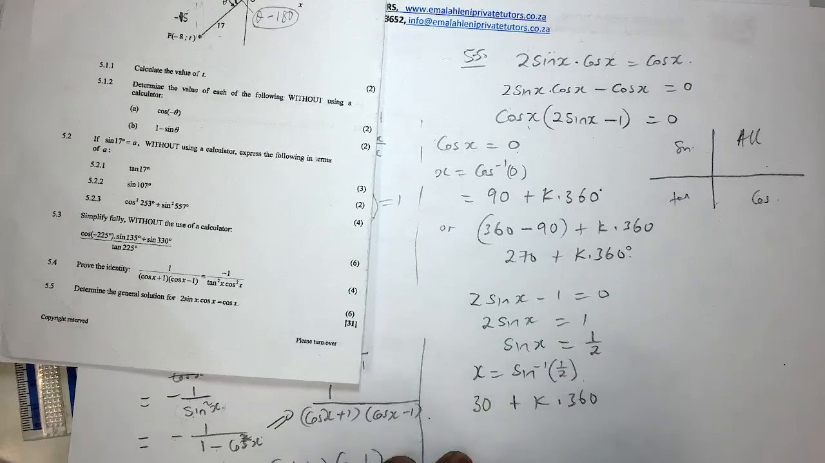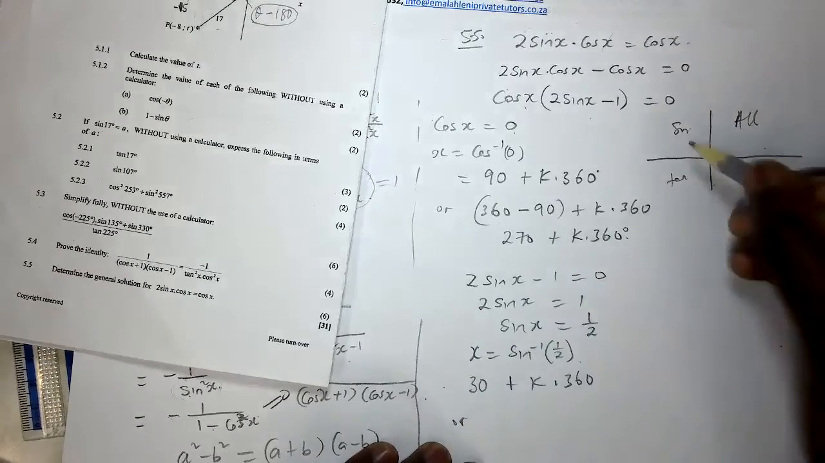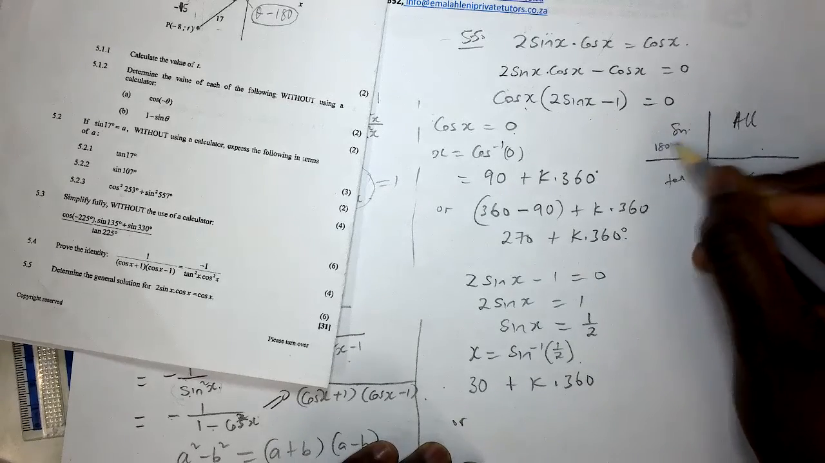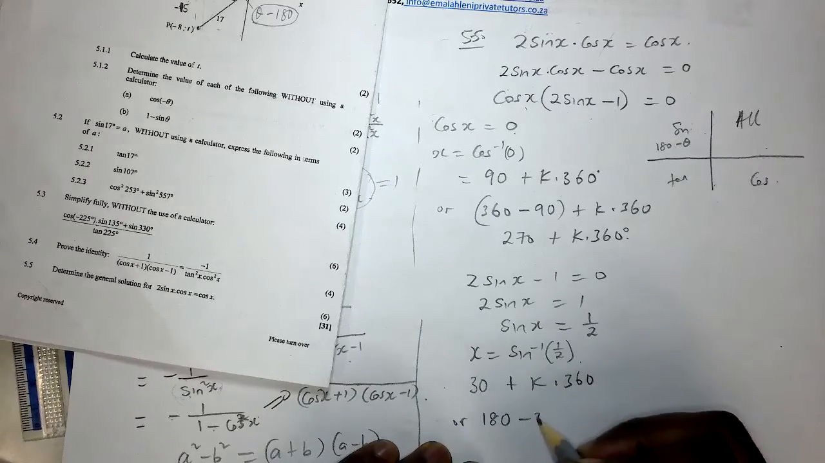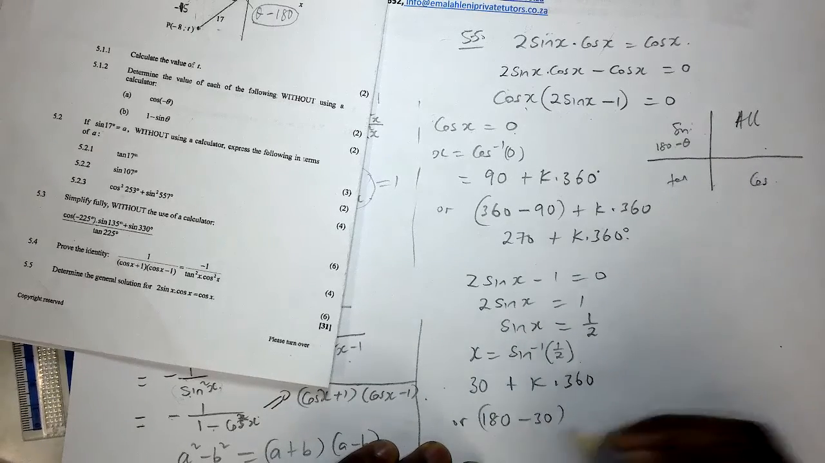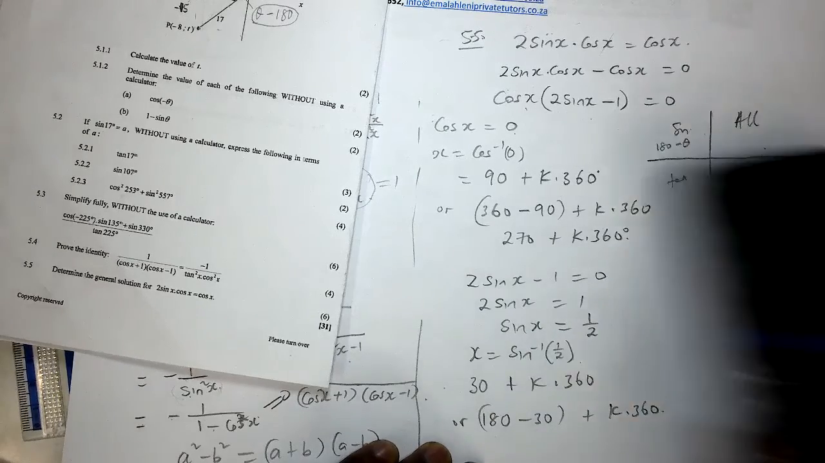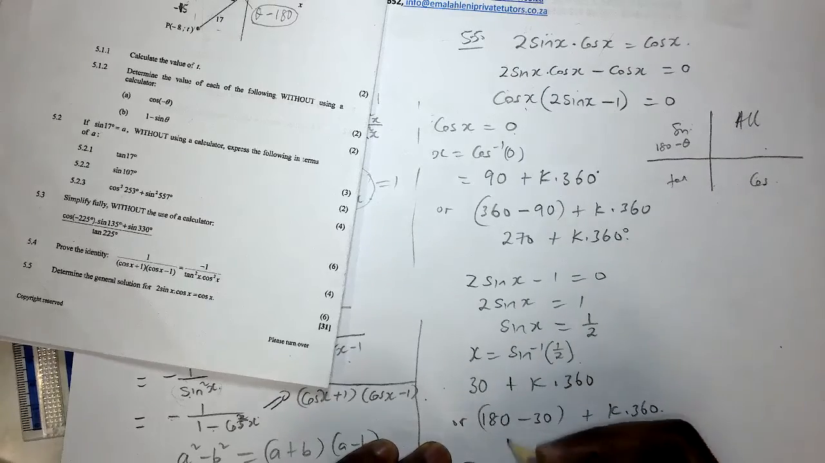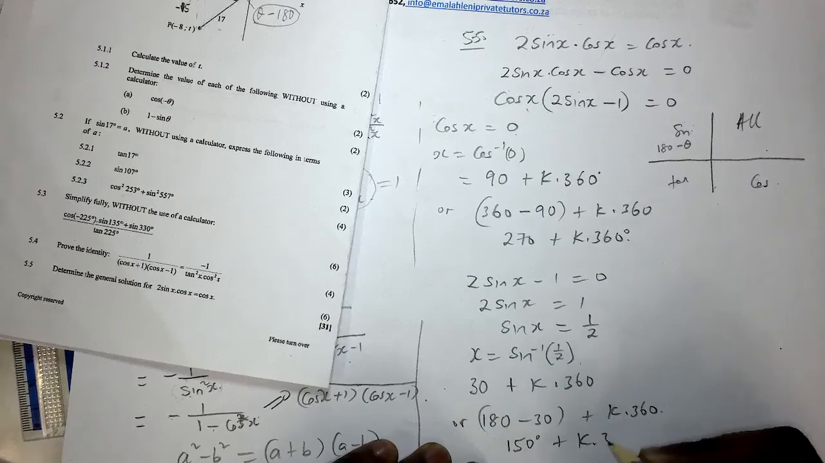The period is 360. Now, how do we get the angle in the second quadrant? Because sine is positive here, we say 180 minus theta. 180 minus 30 plus k 360. 180 minus 30, what do we get? We get 150. It's going to be 150 degrees plus k 360.